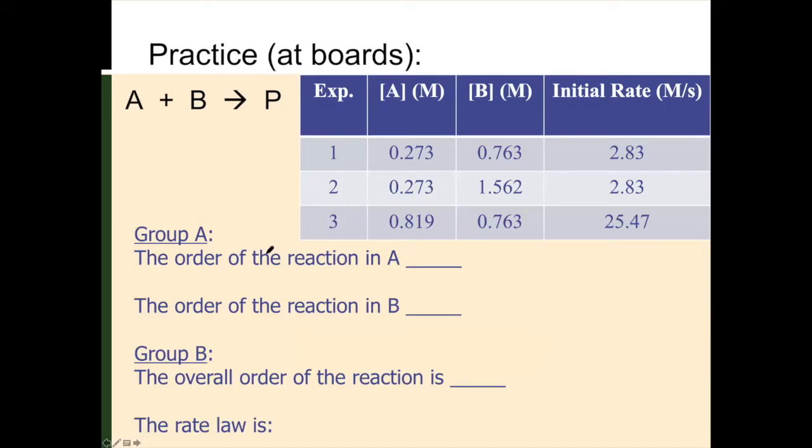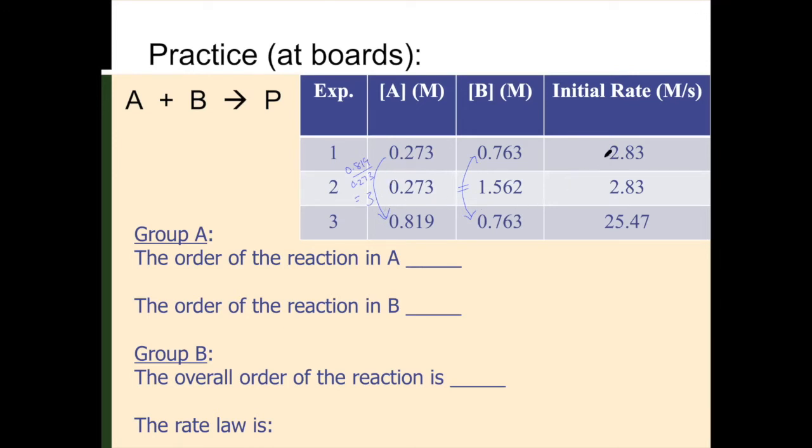So in order to find the reaction order of A, I need to find 2 experiments where B stays the same, but A changes. Well, once again, that's experiments 1 versus 3, where B stays the same, they're equal, but A changed. Okay, so by how much did A change? Well, the simplest way to figure that out is you divide the bigger one by the smaller one. So 0.819 divided by 0.273. If you do that math, then you get 3. Okay, so this initial concentration was increased by a factor of 3.